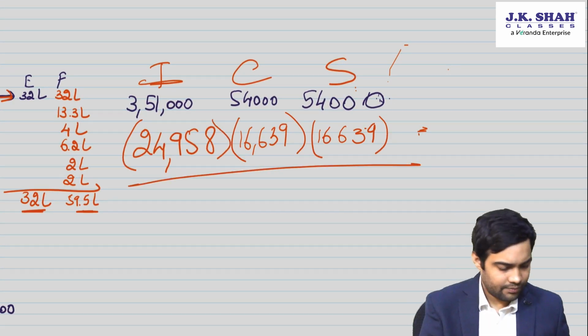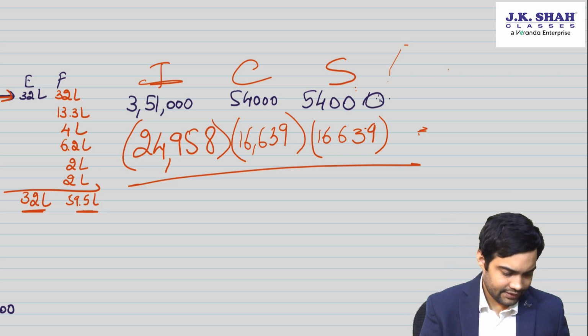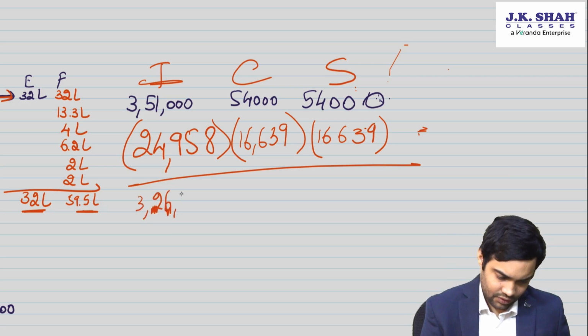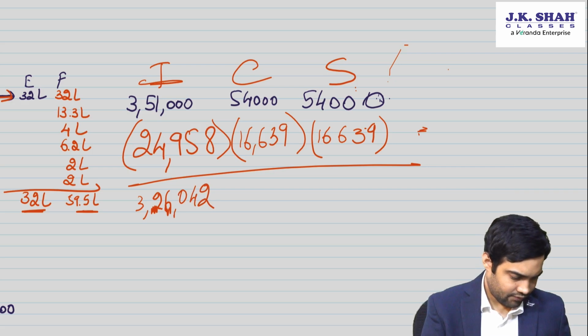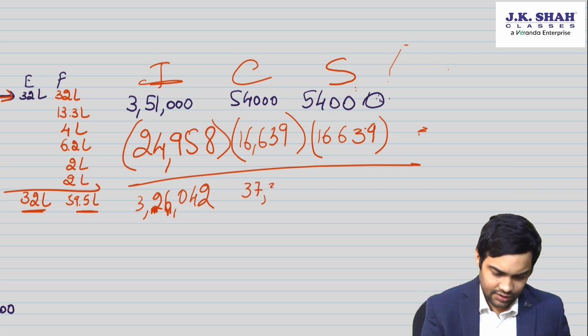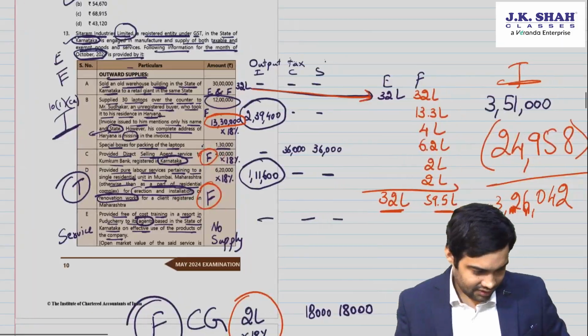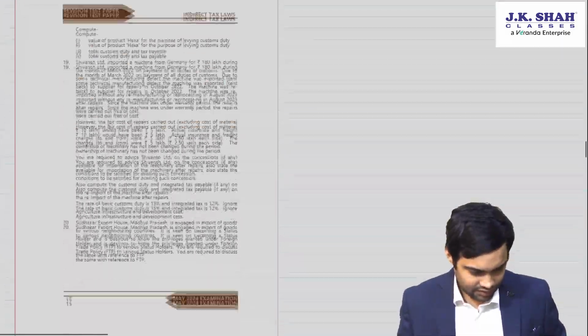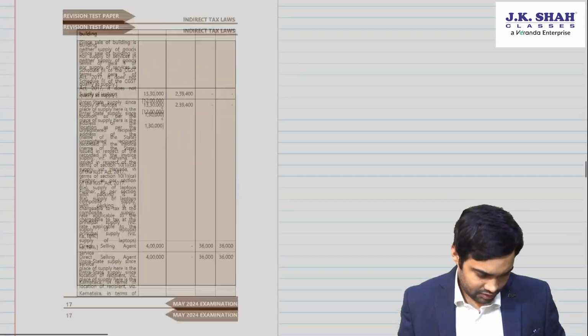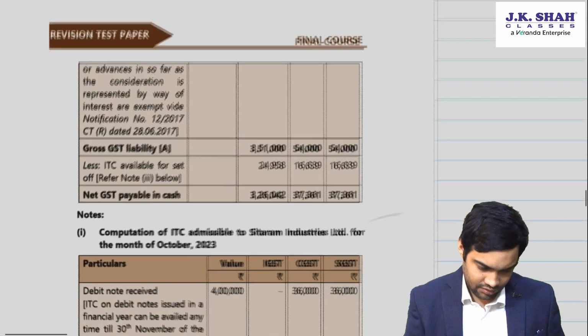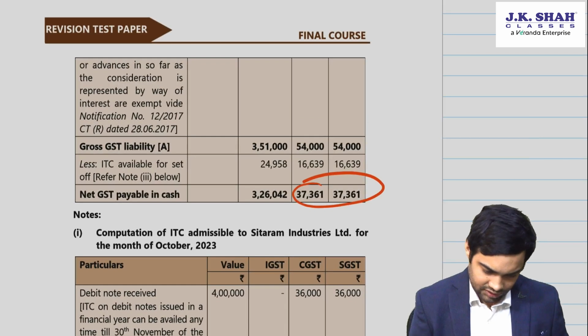So 351 minus 24,958 comes to 326,042, and then 54,000 minus 16,639 comes to 37,361, 37,361. It's important to check the answer once, because it is possible we missed out one adjustment as we did earlier. So the answer for the 13th one is 37,361. I remember this number.